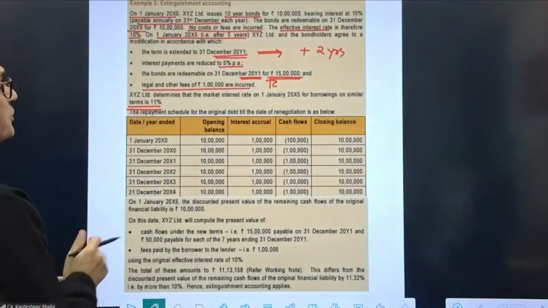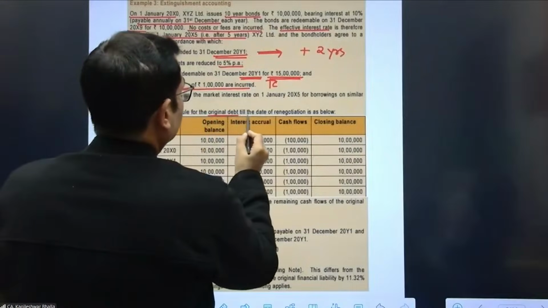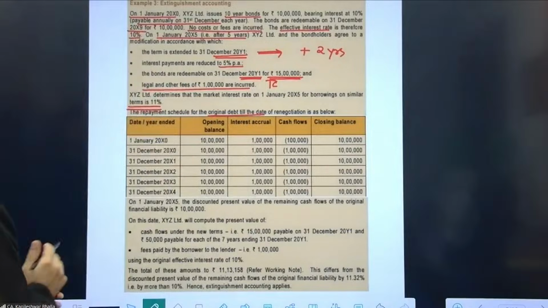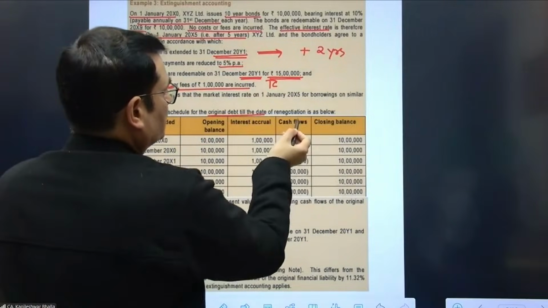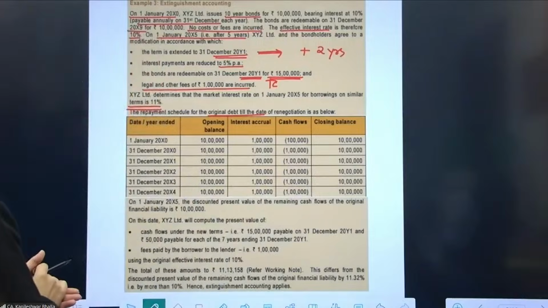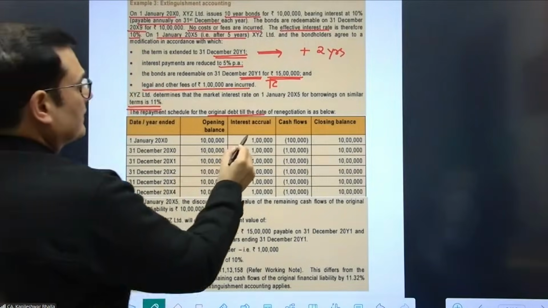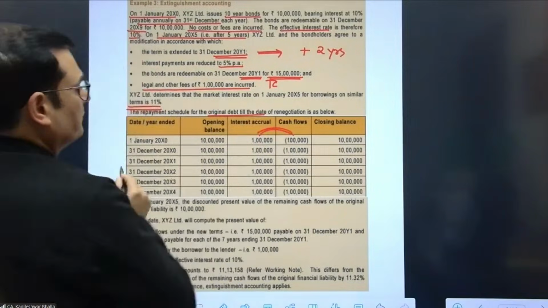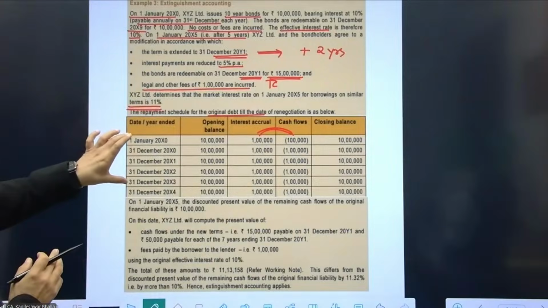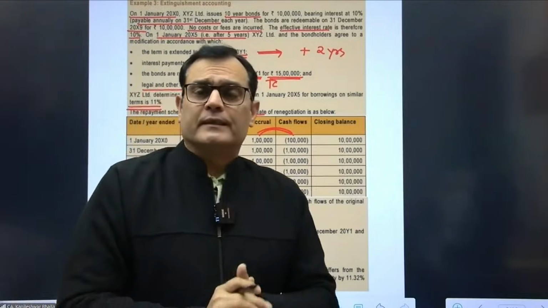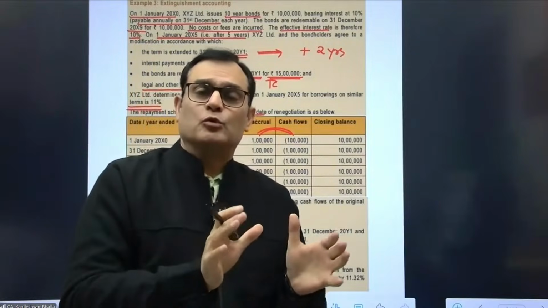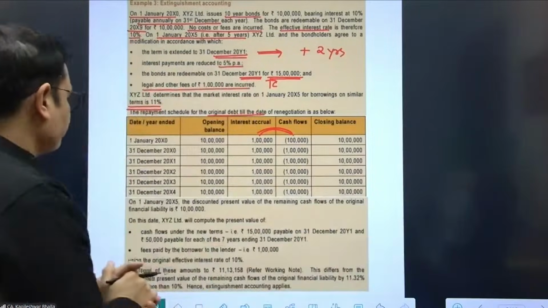Then he says the repayment schedule for the original debt till the date of renegotiation is given. So the principal balance outstanding is, of course, the same. We're just making a payment of the interest. That's it. So the interest is getting accrued and the same interest is being paid year by year. I think this chart is practically not required because it is only showing you that every year the interest was accrued and we paid the same money.